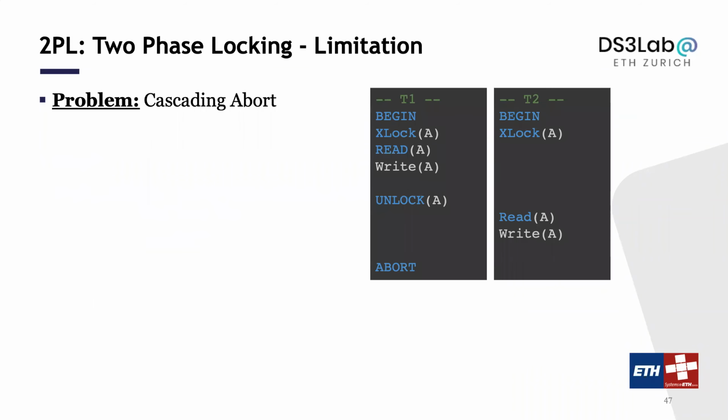Okay. So essentially, when you have a schedule that can be generated by two-phase locking, or is allowed by two-phase locking, you can actually enforce conflict serializability.